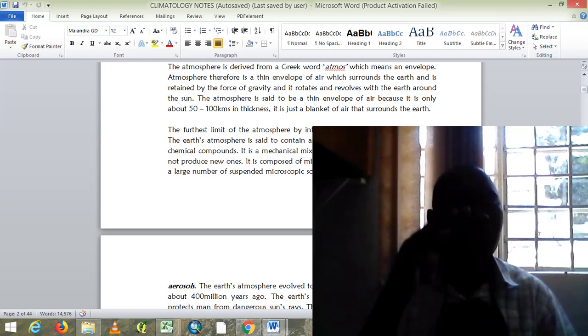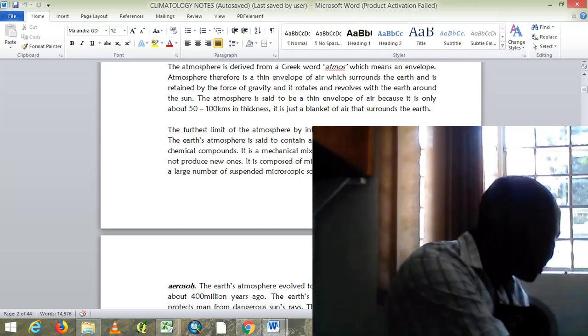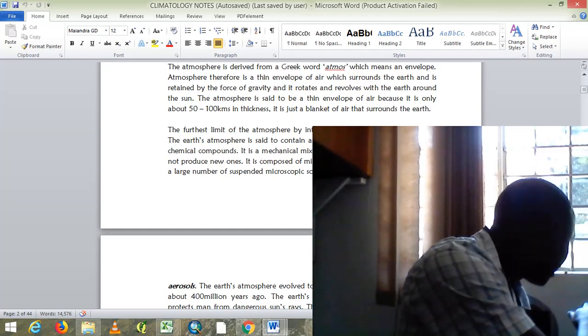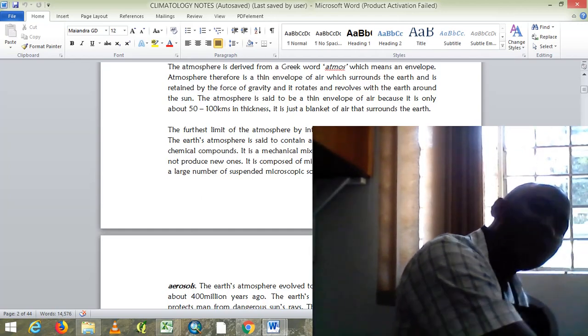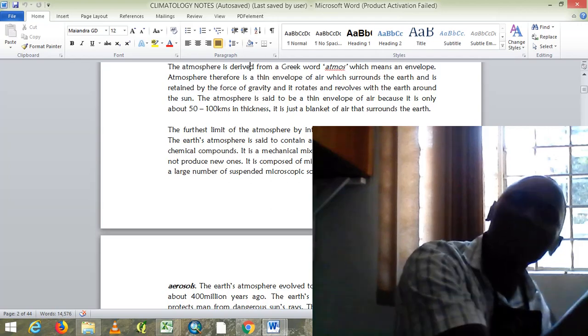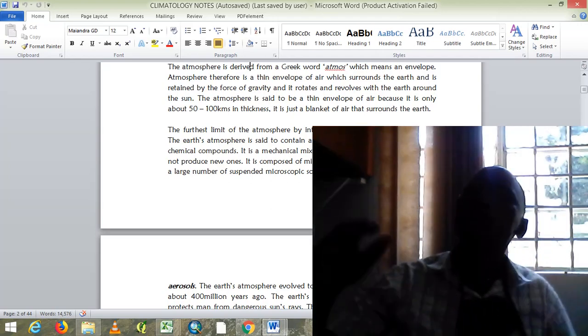The moment you step off the ground, off the surface of the earth, there's that thin envelope. Why do we call it a thin envelope? Because it's not too huge.